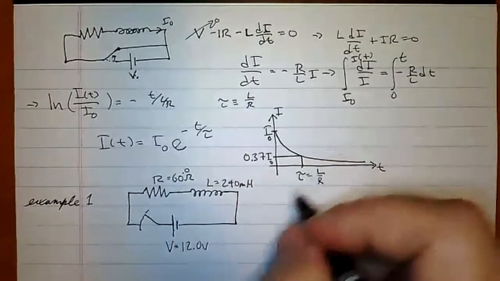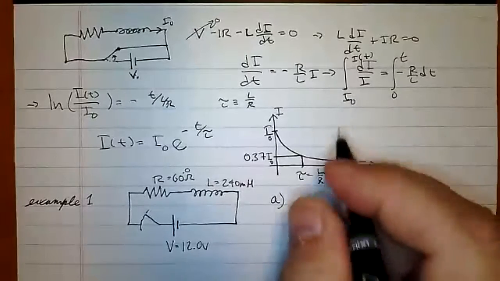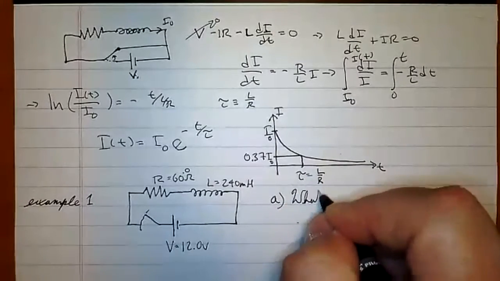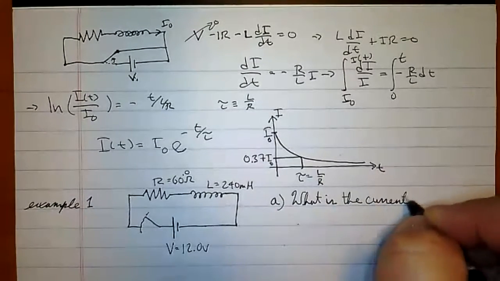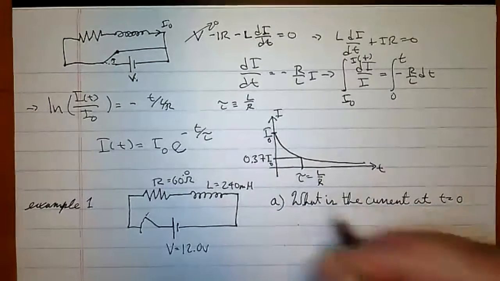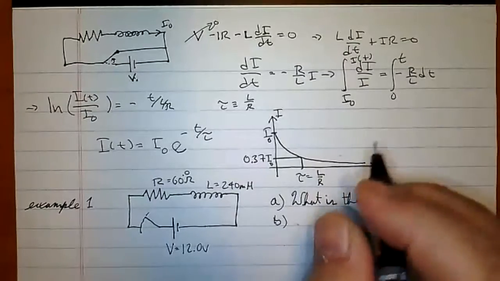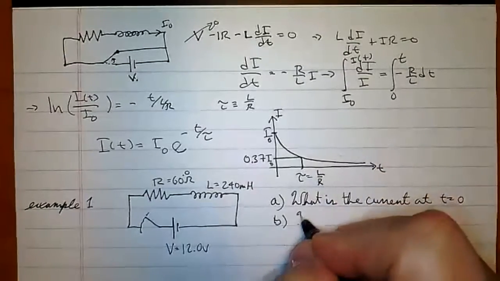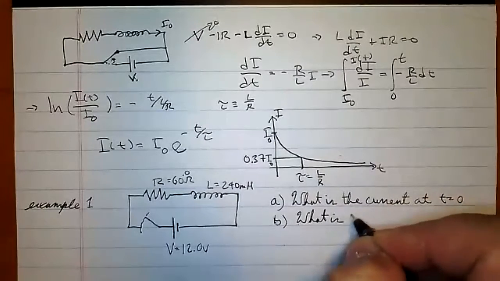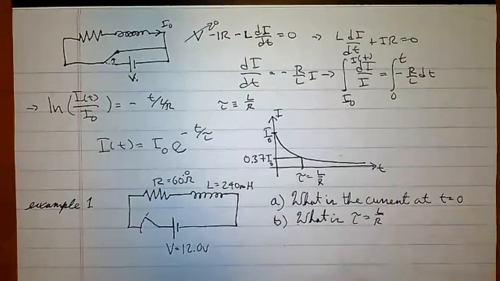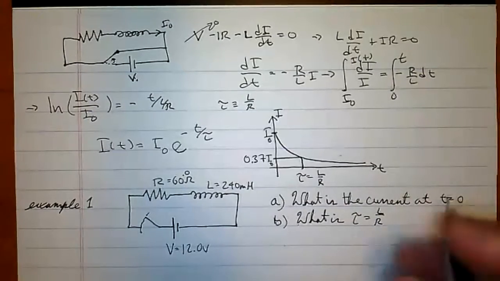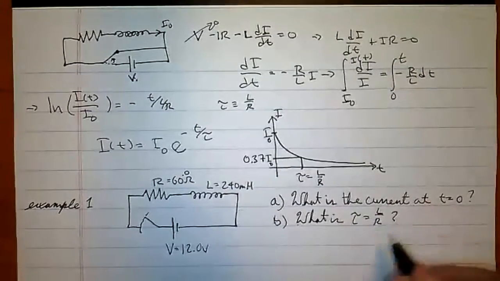Okay. What I want to know is A, what is the current at t equals 0? B, what is the time constant? Remember, for an LR circuit, it's L over R. For an LC circuit, it's the square root of LC, and for an RC circuit, it's RC. So just to keep those in mind. So what is this?